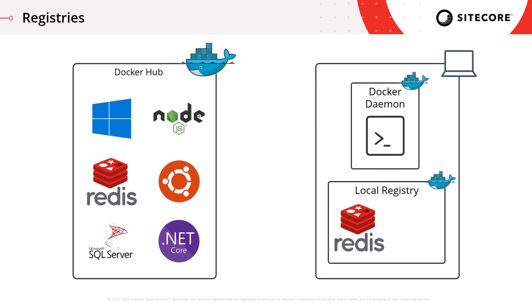Docker is based off this distributed storage model, in much the same way Git is used for your source code. So we could pull down a Redis image, we could pull down a .NET Core image, and then they're stored in our local registry ready for us to use.